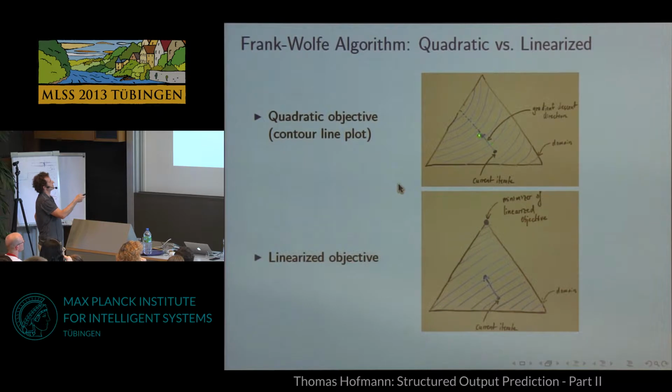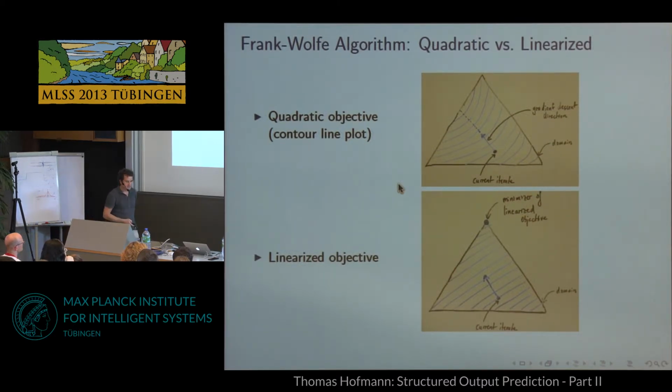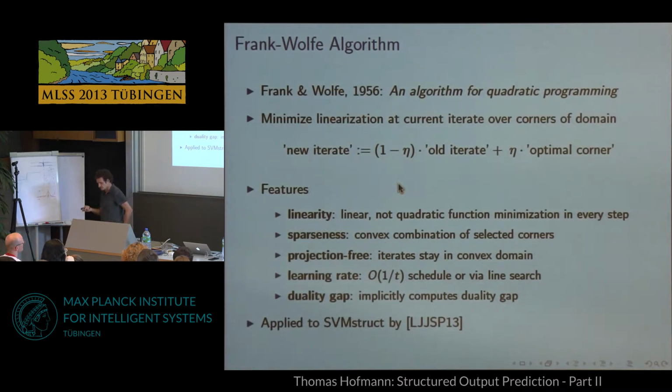So you could, possibly, if you did just gradient descent, let's say, move in that direction. Now in the Frank-Wolfe algorithm, you create a linearized version of your objective function like this. So the isolines, and basically you determine the corner point that really minimizes the linearized objective, and then from here you would move in the direction of that corner.